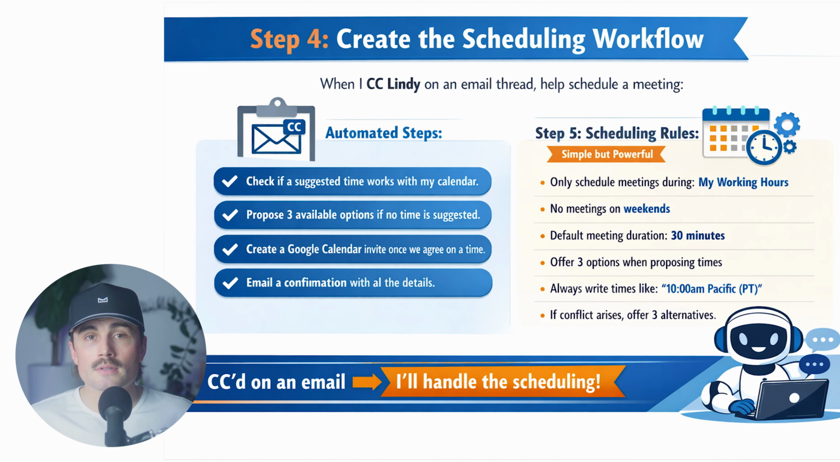Always state times like 10 a.m. Pacific. If the other person replies with the chosen option, proceed to booking. If the requested time conflicts, apologize and offer 3 alternatives. This is the difference between AI that kind of helps and an assistant that's predictable. Predictable is what you want.